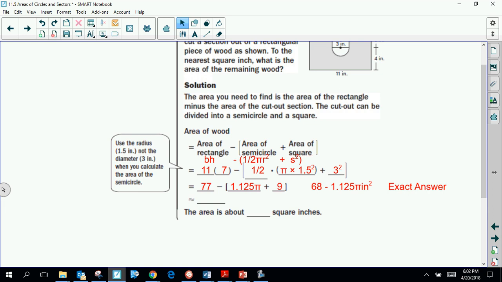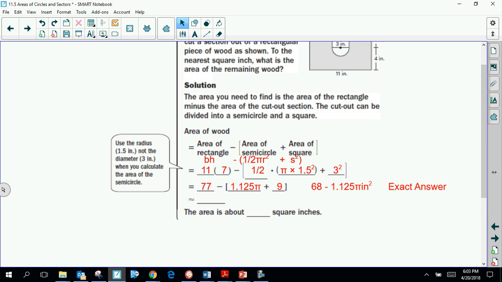And when I simplify the like terms, the 77 and the 9, those are like terms. So 77 minus a positive 9 is just 77 minus 9. So the exact answer is 68 minus 1.125 pi inches squared. And that's exactly how we write it, because pi is multiplied to 1.125 but not to the 68, so they're not like terms. That is how you write the answer in terms of pi.